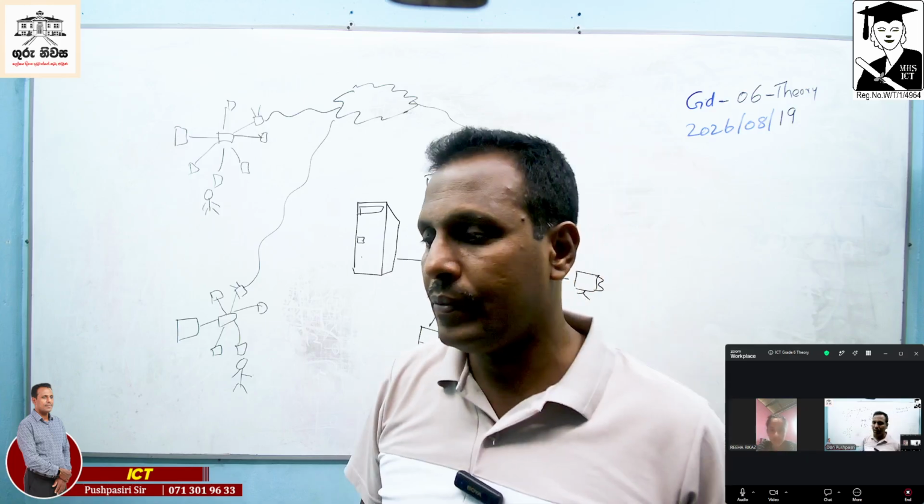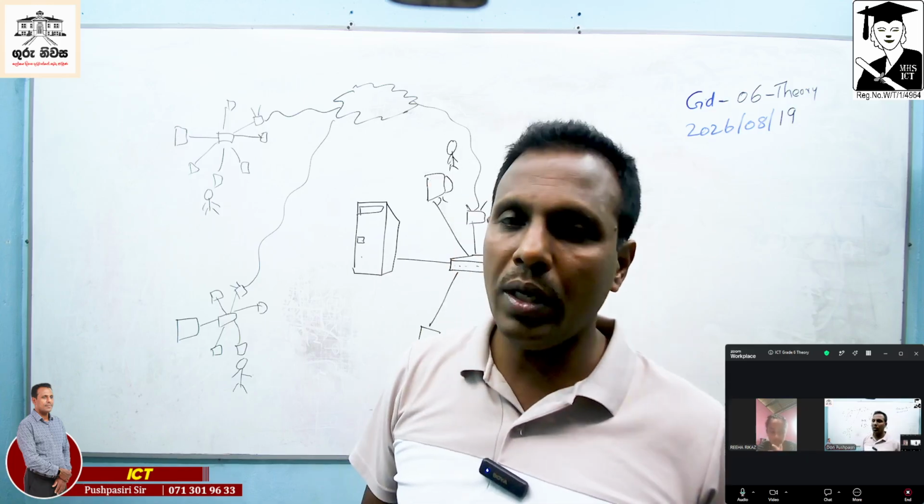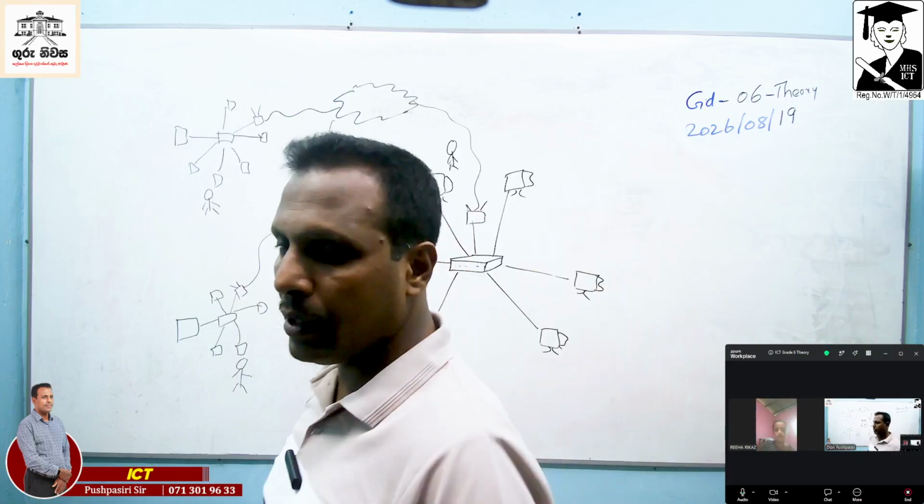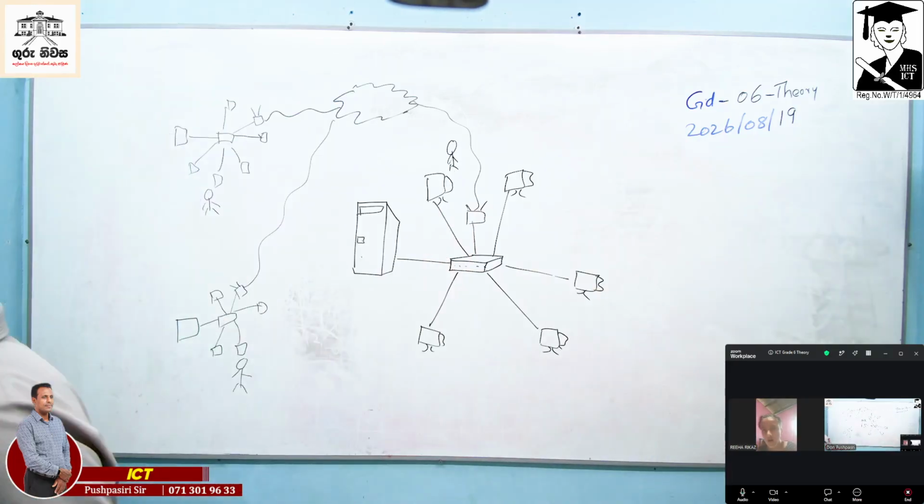Can you draw this very nicely? Make it very nicely, right? Don't be in a hurry. Do it quickly, but nicely. Draw the three networks and draw how the connections are done with the internet.